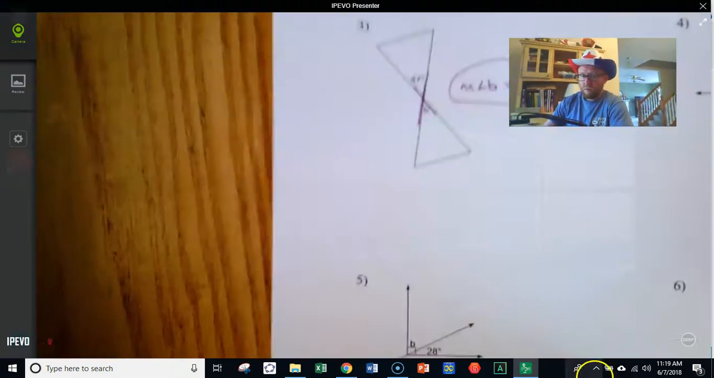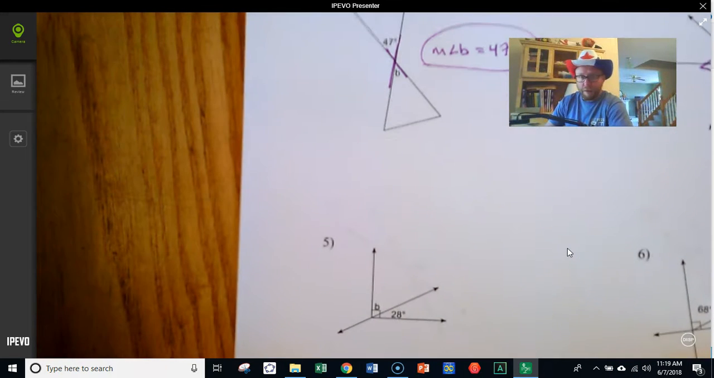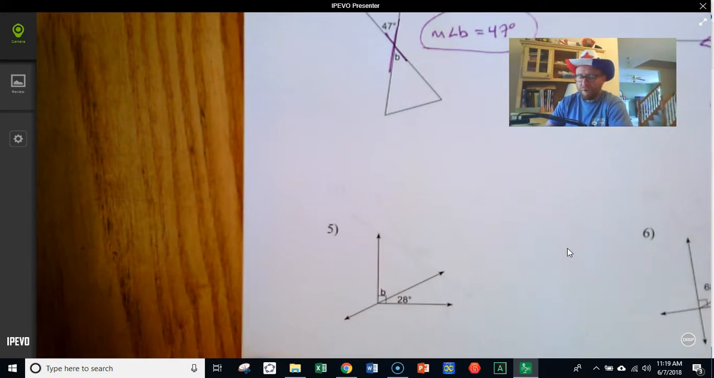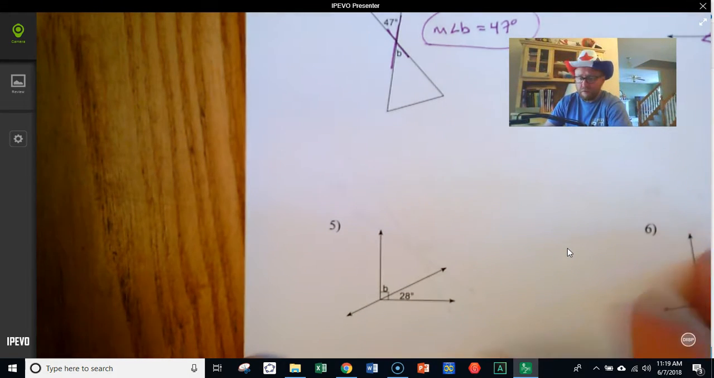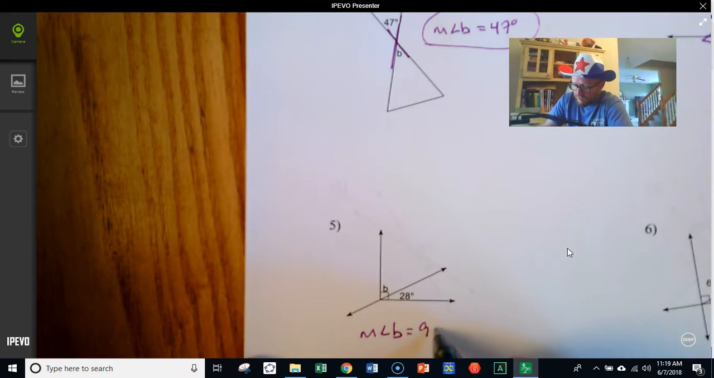Down here, you can see that angle B and this other angle come together to make a right angle, so they're complementary. So the measure of angle B equals 90, take away 28, so it'd be 62 degrees.